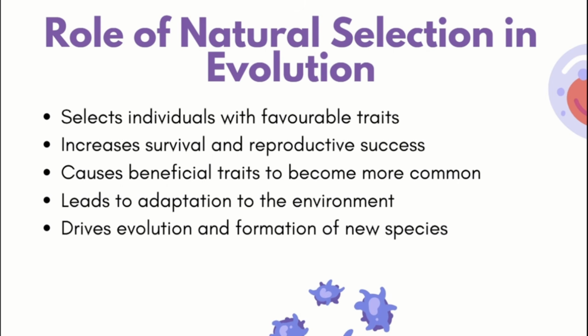Because if you have 100 people in a population and only 10 out of the 100 have those favorable traits, the 90 are going to die because the environment is working against them. The 10 that did survive are going to reproduce, and their offspring are going to have the favorable traits those 10 did have. And that is what is going to cause these beneficial traits to become more common. So basically, the next generation is going to be made up of only favorable traits.